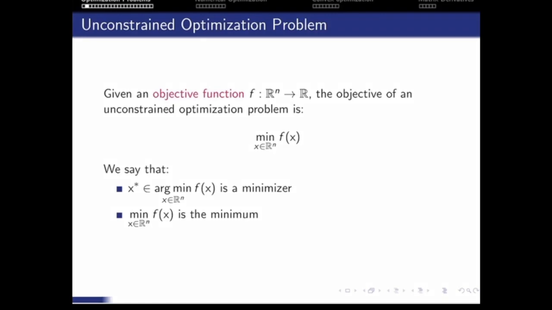There we are given one function f, which is called the objective function, and the task is to minimize f for all the points in its domain, R to the power of n. And if we have found the argument which minimizes our function, then we call it a minimizer, and the value which is attained at the minimizer is called the minimum.